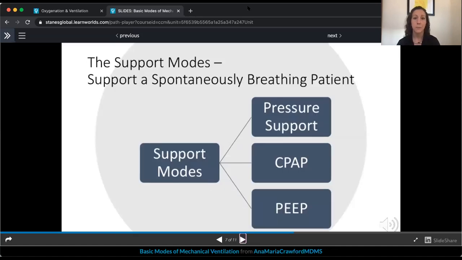Okay. I'm going to stop sharing for just a second and check this chat box out that I see has a lot of additions. Okay.